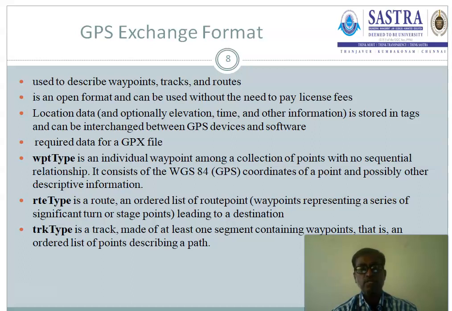WPT type refers to an independent collection of points. It consists of coordinates, as I said, latitude and longitude, like the coordinates of a point, and possibly other descriptive information is also included in the WPT type. And route type is an ordered list of route points from one place to another place.